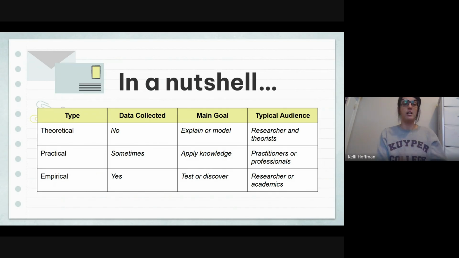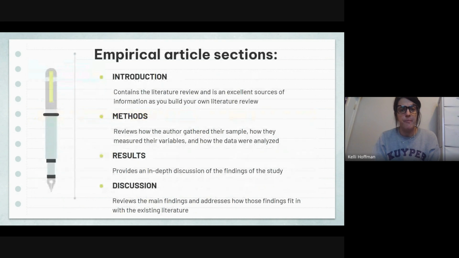Empirical ones show data collected by the author. So they have implemented some sort of research study to be able to bring new academic information to the conversation. Usually the main goal of an empirical article is to test or discover new information, and this is really geared towards researchers or academics.